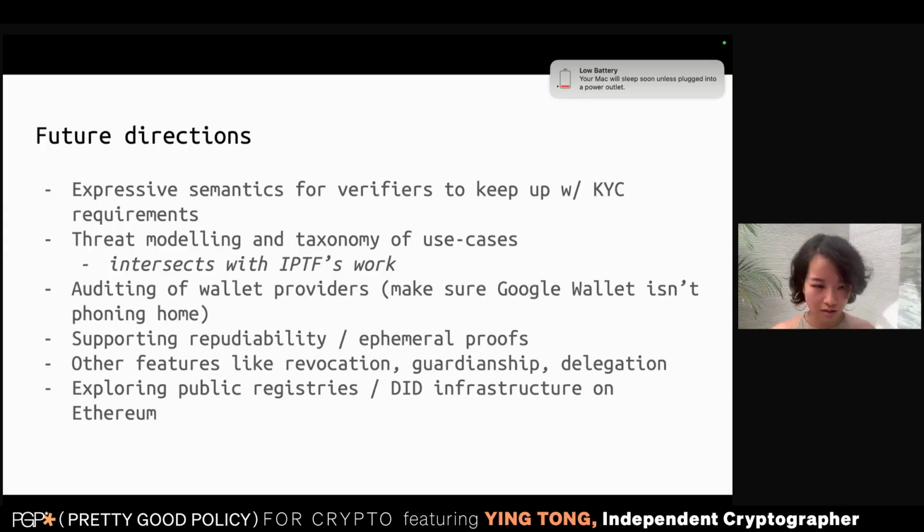I think exploring other parts of the digital ID infrastructure is also really important. For example, we need public registries to host these canonical databases of issuers, verifiers, relying parties, and just public data, DID infrastructure. So the Ethereum blockchain is one venue for this that is credibly neutral.